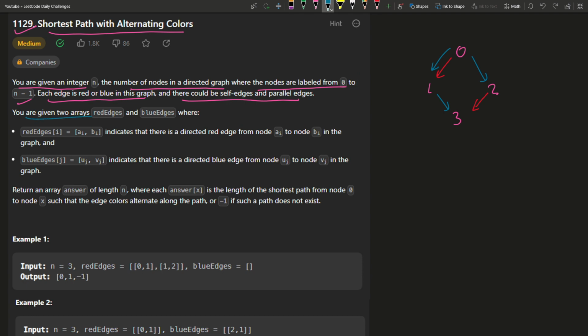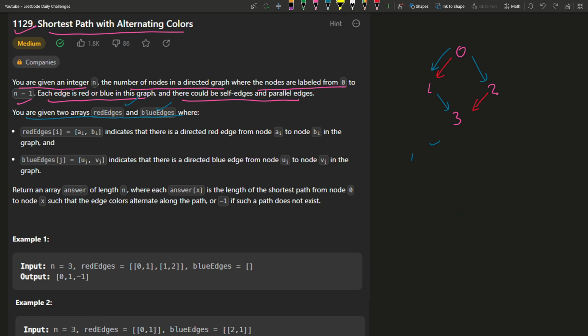Now, you are given two arrays, red edges and blue edges. And I guess, if you know graph a little bit, then you must know why they are given these two arrays. We know that 0 to 2 is in the graph, there is a path. From 0, we can go to 2. But how will we come to know which color the edge from 0 to 2 has? That will be told by these particular arrays. If 0 comma 2 is present inside the blue edges array, that means there is a blue edge from 0 to 2. If 0 comma 2 is present inside the red edges array, that means there is a red edge from 0 to 2. I hope this much is clear to you.